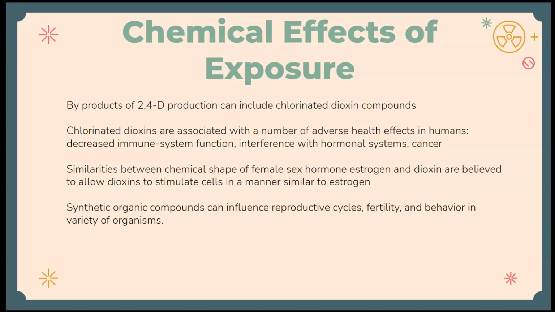Okay? So the similarities between the chemical shape of the female estrogen hormone and dioxin are what scientists believe allow dioxin to act as estrogen within the body. So what this does is this synthetic compound mimics estrogen and can influence reproductive cycles, fertility, meaning you could be infertile, or behavior in a variety of different organisms. So this is one of the reasons why I talked about those 5 things and why each time we consider using a pesticide or a chemical, we need to really think it through, because there are large consequences that can occur.